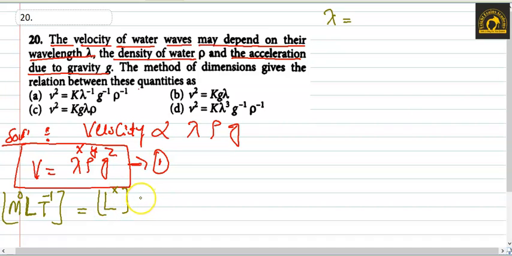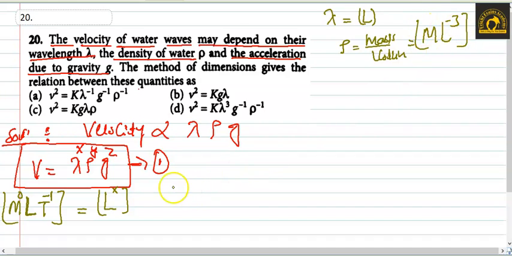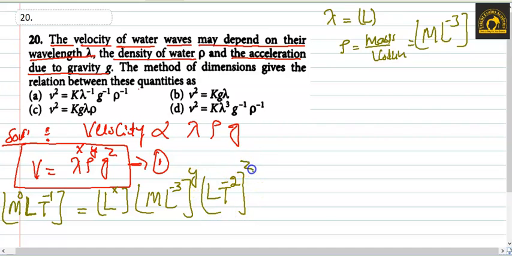Then, what is the dimensional formula for density? Density is equal to mass by volume, that is equal to M L to the power of minus 3. That is (M L to the power of minus 3) whole to the power of y. Then acceleration due to gravity, L T to the power of minus 2, that is whole to the power of z.